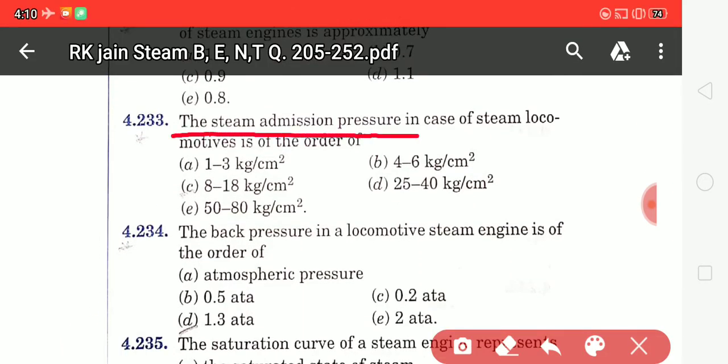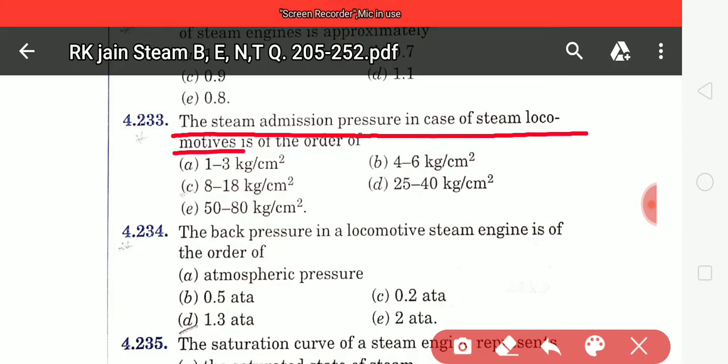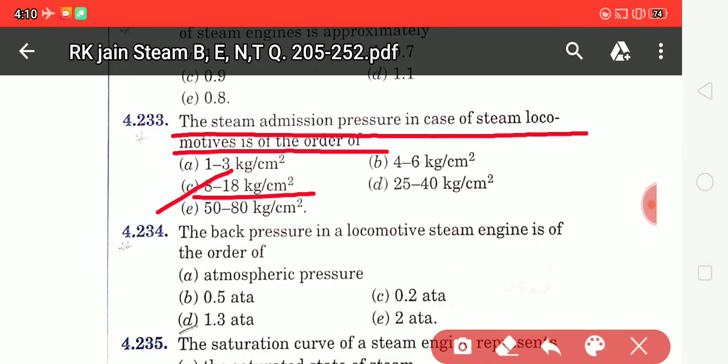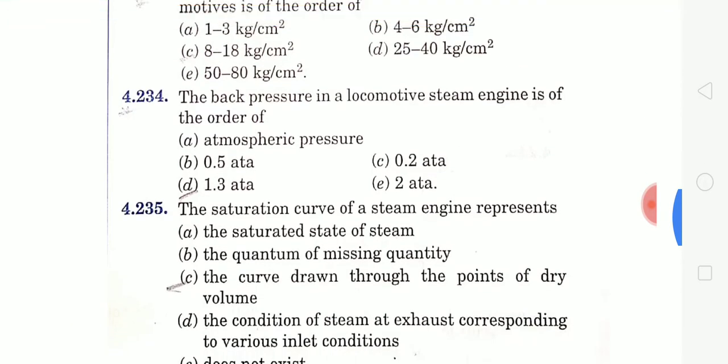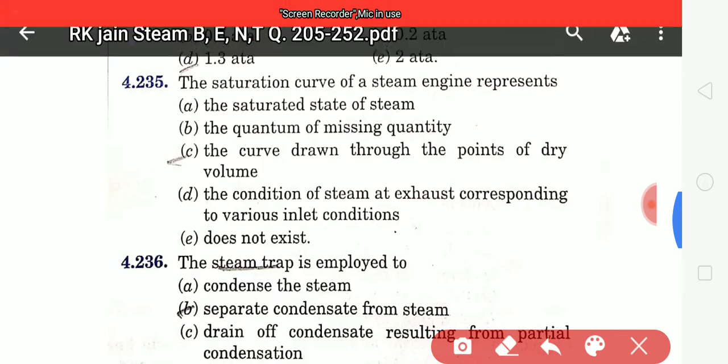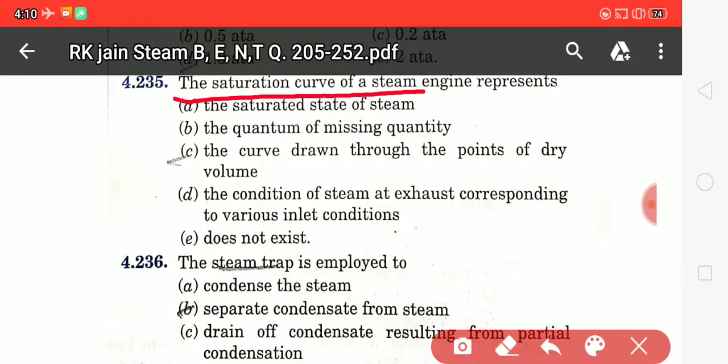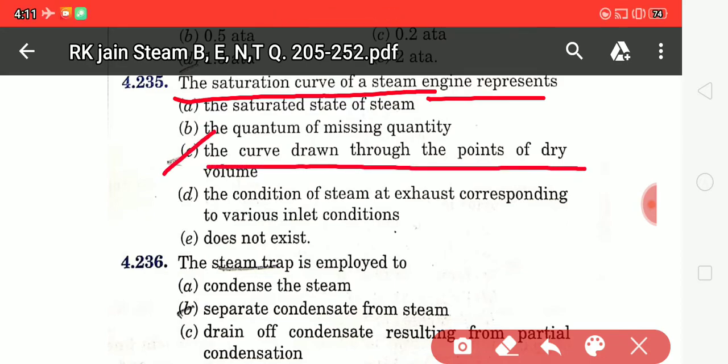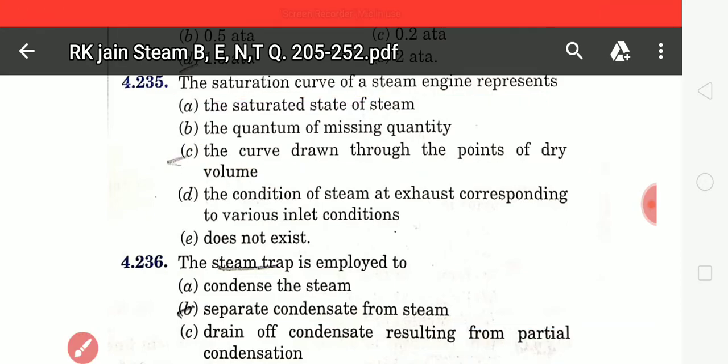The steam admission pressure in case of a steam locomotive is of the order of 8 to 18 kg per centimeter square. Next, the back pressure in a locomotive steam engine is of the order of 1.3 atm. The saturation curve of a steam engine represents the curve drawn through the points of dry volume.